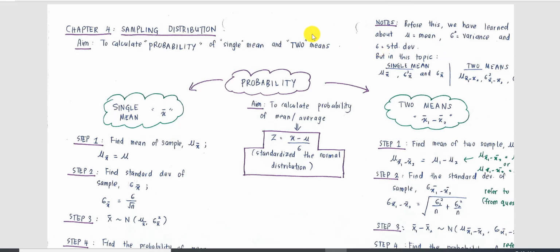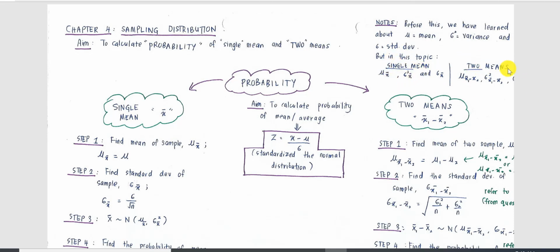But in this chapter, you are going to use these symbols. You have the mu, the mean, but you also have the x bar. This one is for the mean of the sample distribution. And you have the variance, but you have the sigma squared x bar for a sample. And you have the standard deviation, but you also have the sigma x bar. This is for the single mean notation.